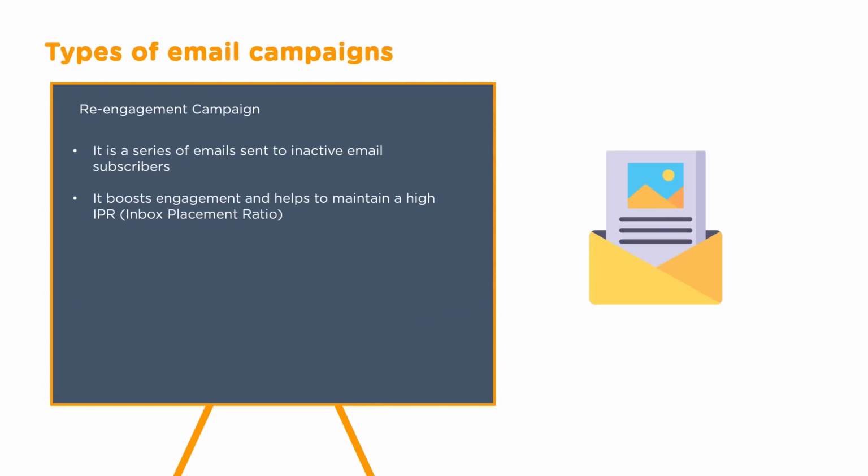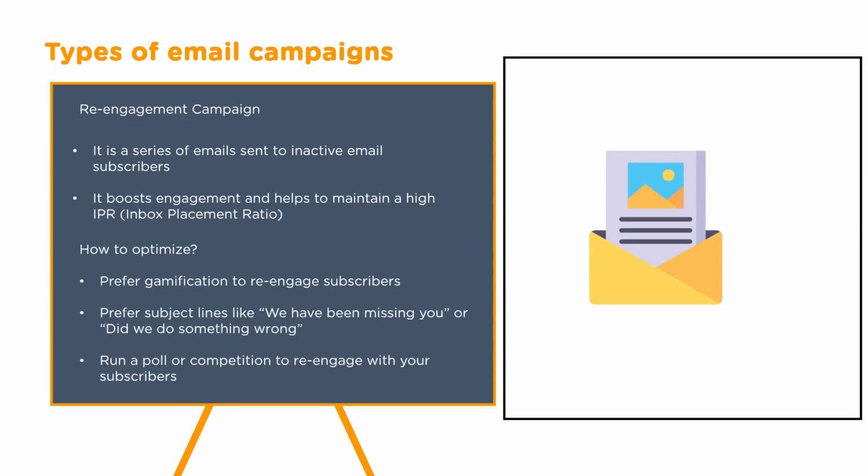Okay, let's talk about re-engagement campaigns. A re-engagement campaign is a series of emails sent to inactive email subscribers. What it does is boost engagement and help maintain a high inbox placement ratio. So we want to make sure that we're getting people back on our subscriber list. So how are we going to optimize for something like this? These are a difficult type of email campaign. We're trying to re-engage with people who are inactive.